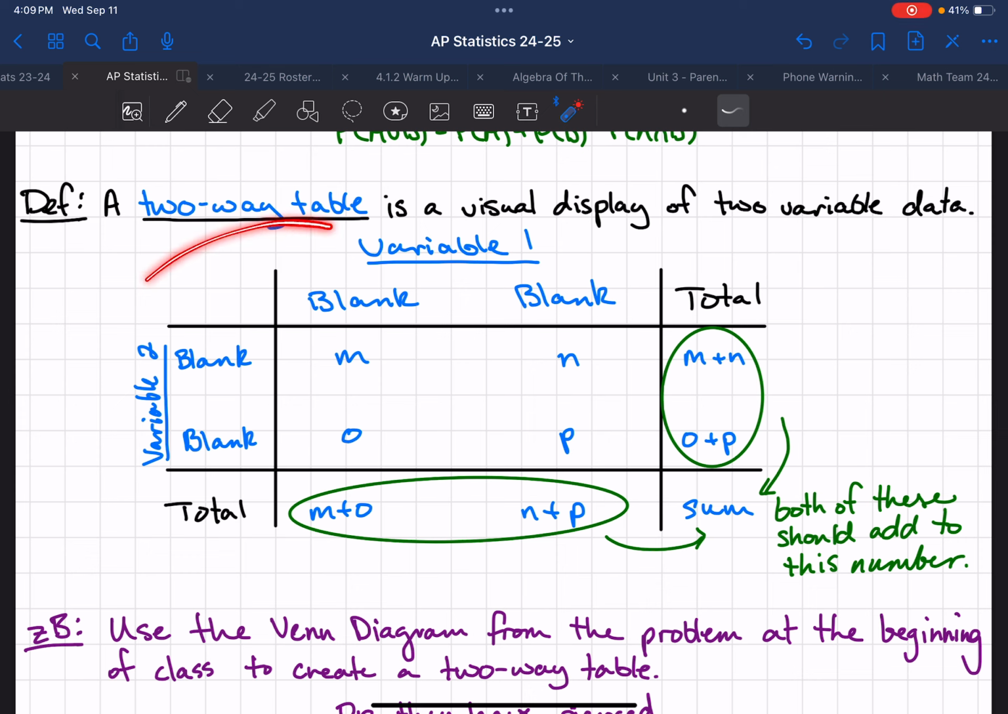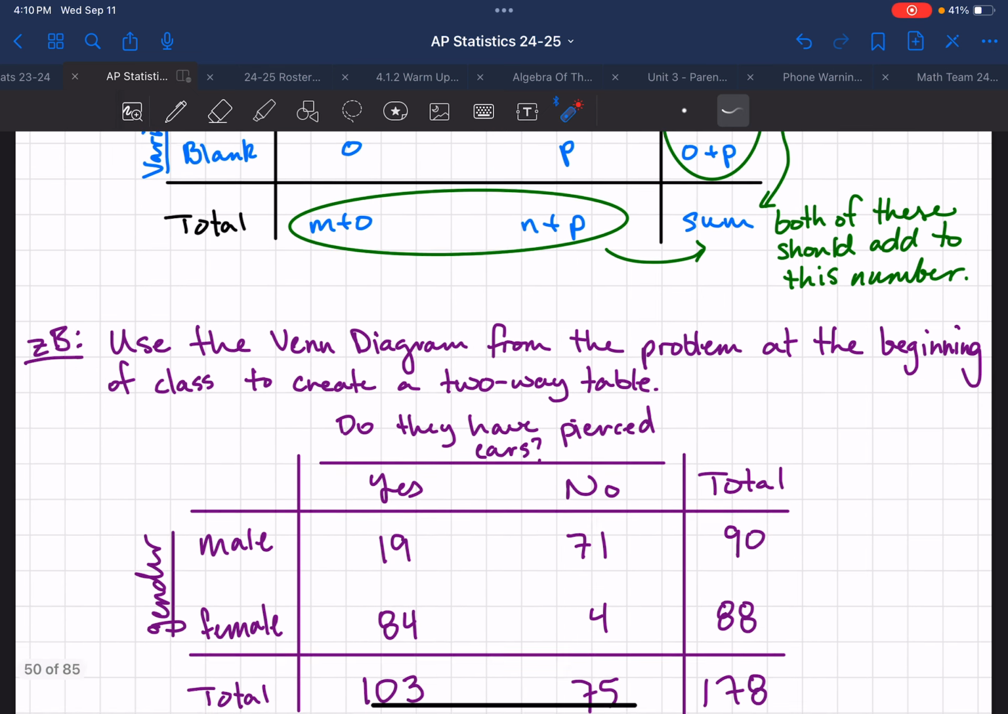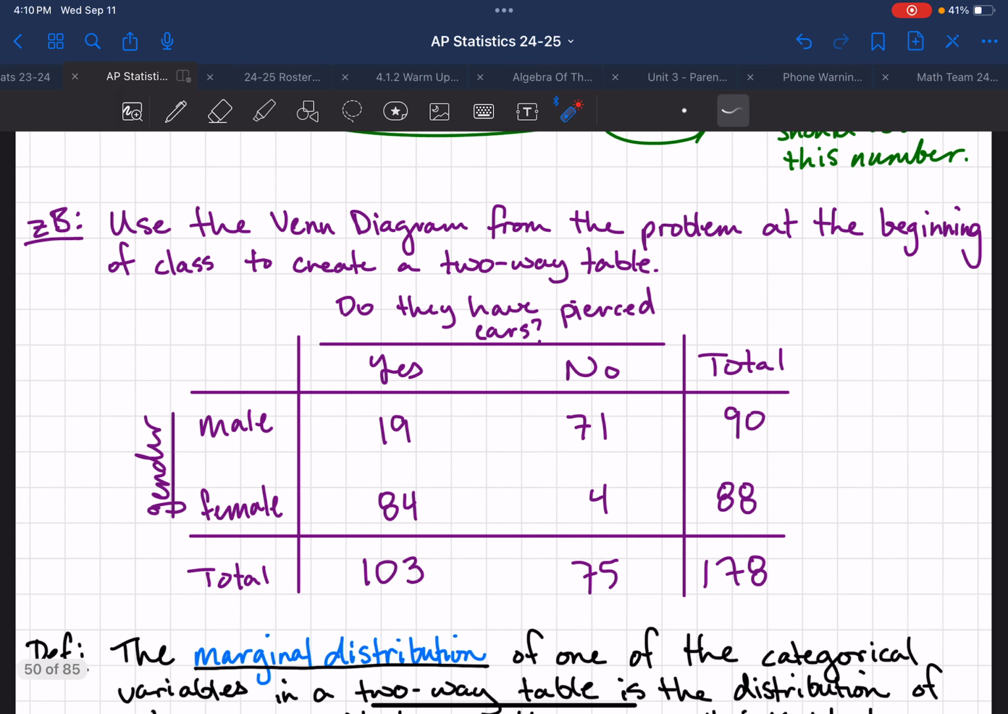I have a generic two-way table here, but I think it's going to make a lot more sense once we put this other example into a two-way table. So let's go ahead and look at that. What would it look like? Now, it does not matter which variable you put where. I personally put gender here because gender is a shorter word, and I could write it sideways much easier. Whereas, do they have pierced ears is a long question. I wanted a lot of space. So that just makes life a little bit easier as we are dealing with it.